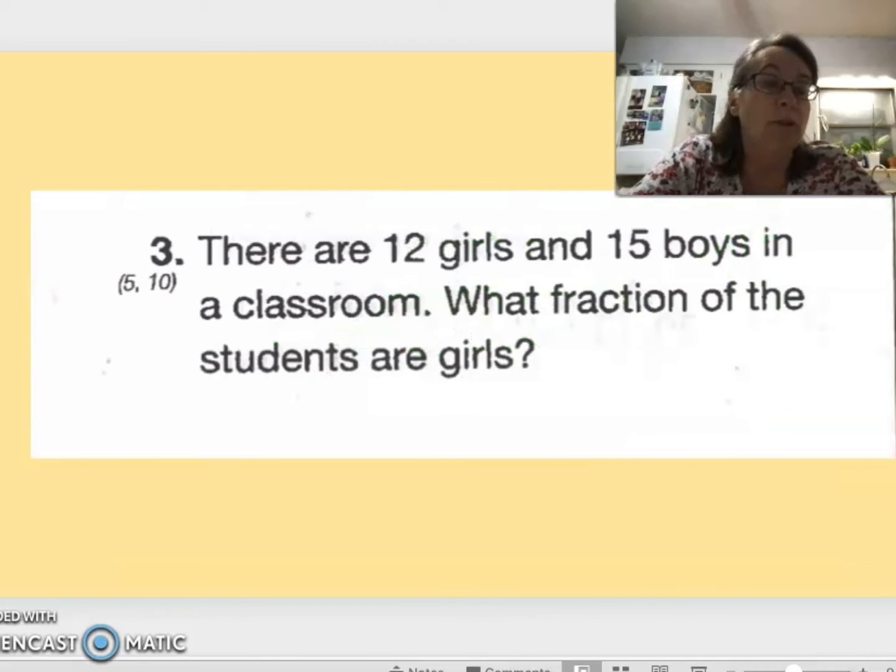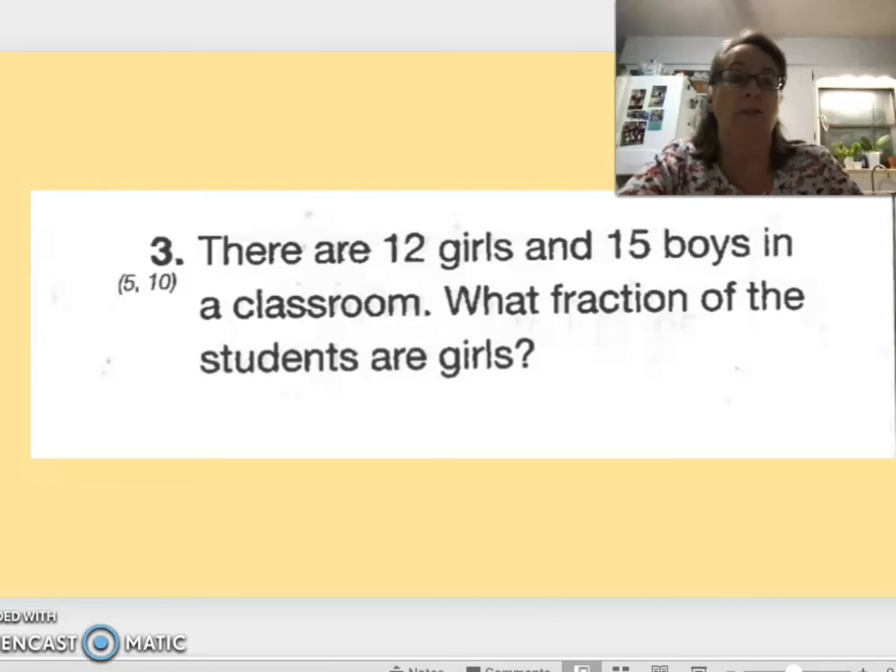There are 12 girls and 15 boys in the classroom. What fraction of the students, which is the total number of students, are girls? So girls was 12. And the total was 12 plus 15 is 27.